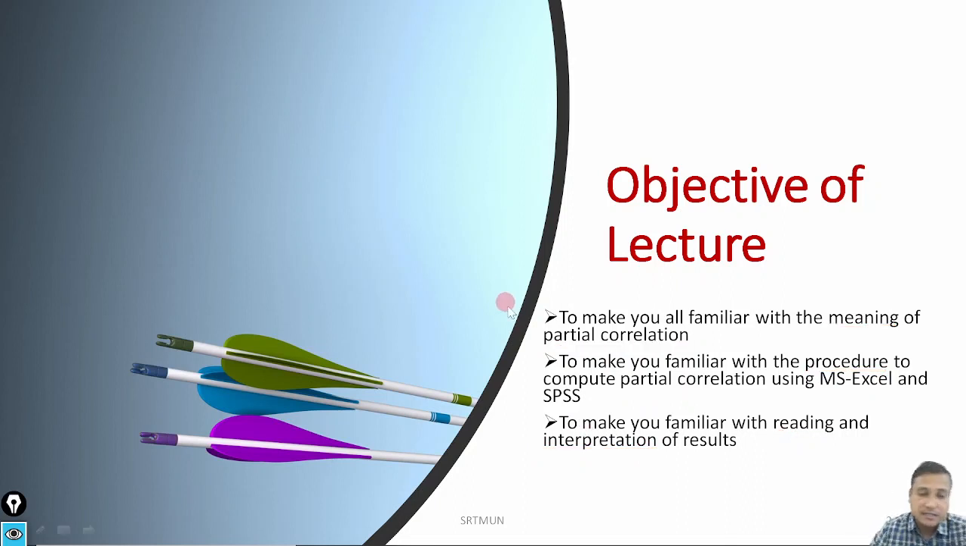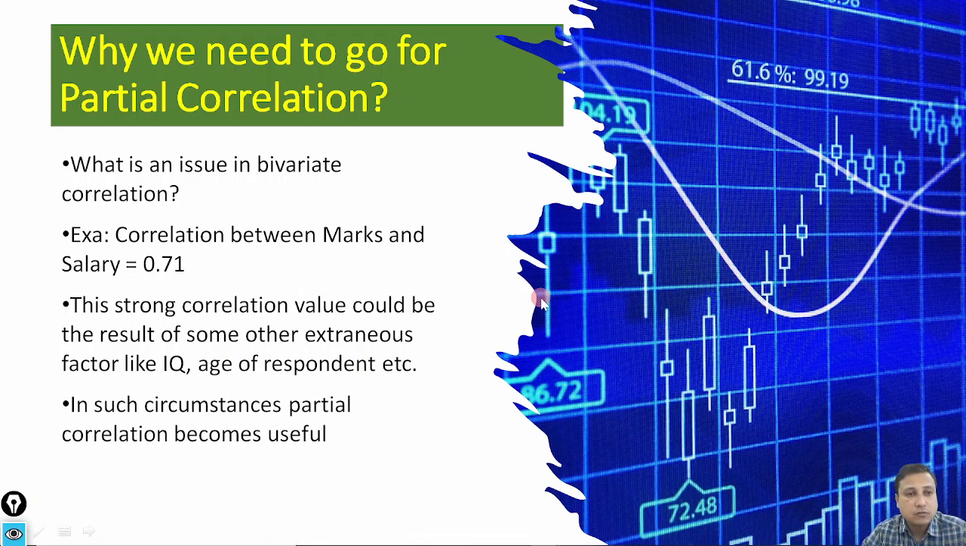So let me start this lecture by explaining why we actually need to go for partial correlation and what the issue is with bivariate correlation. As we know, in the previous lecture we tried to understand how to compute the bivariate correlation, and here are the same variables which we referred to in the previous lecture, and here is the correlation value, that is 0.71. This value represents a high degree positive correlation between these two variables, marks and salary.